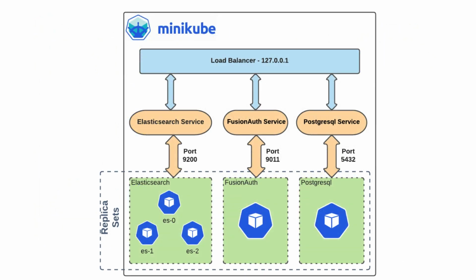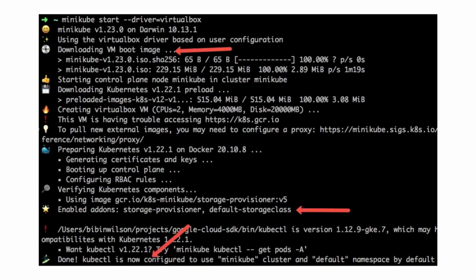Setting up Kubernetes. 1. Setting up a Kubernetes cluster. For local development, Minikube is a popular tool. It creates a single-node Kubernetes cluster on your local machine. Install Minikube, start the cluster, and you're ready to experiment with Kubernetes locally.